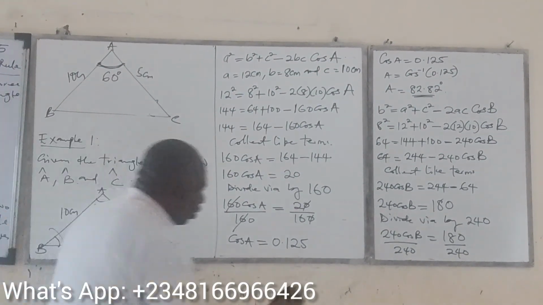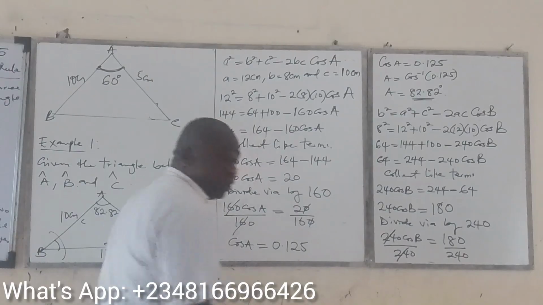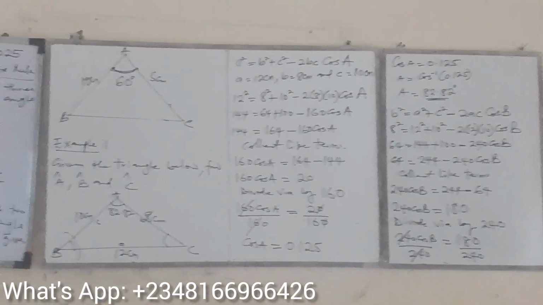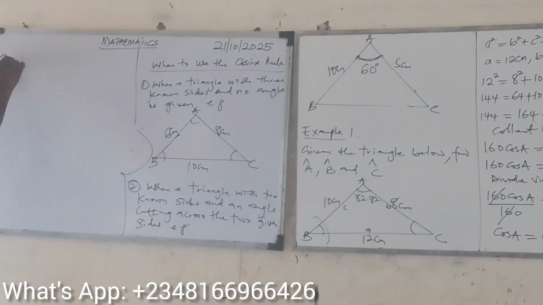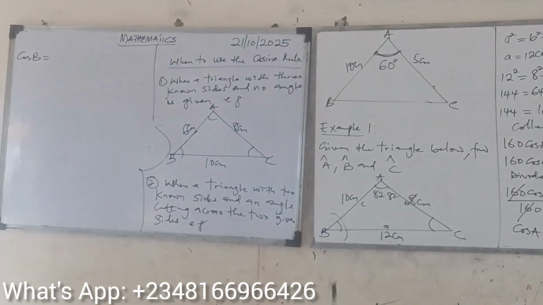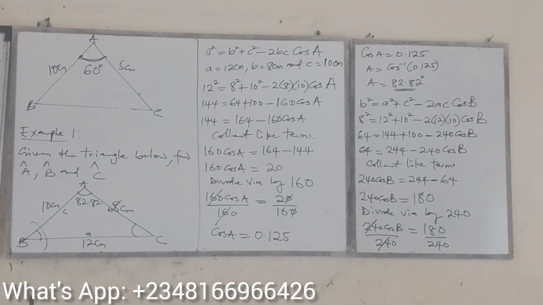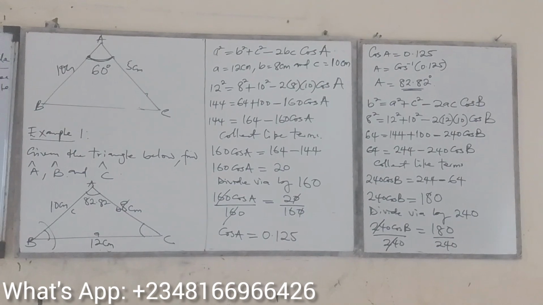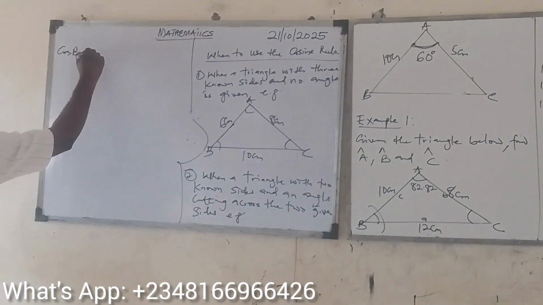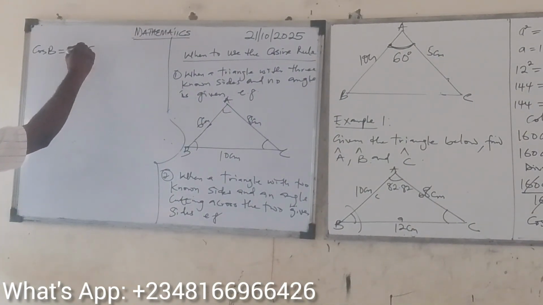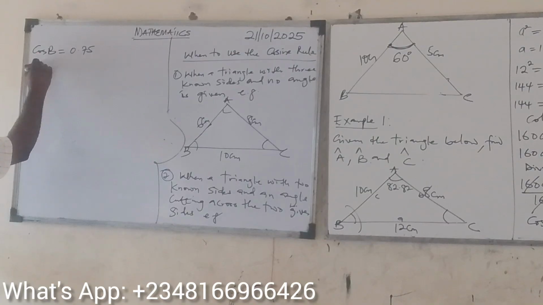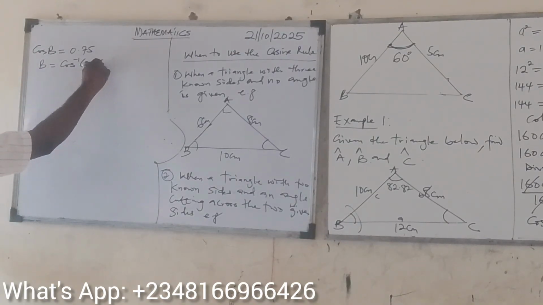Now let's look at this. This 240 will go with this 240, and I'll be left with cos big B. So cos big B will be equal to 180 divided by 240, which will give us 0.75. So to get the value of B, our B will be the cos inverse of 0.75.